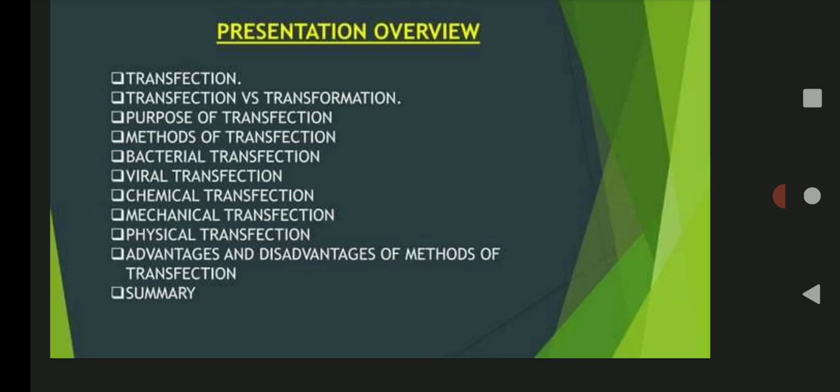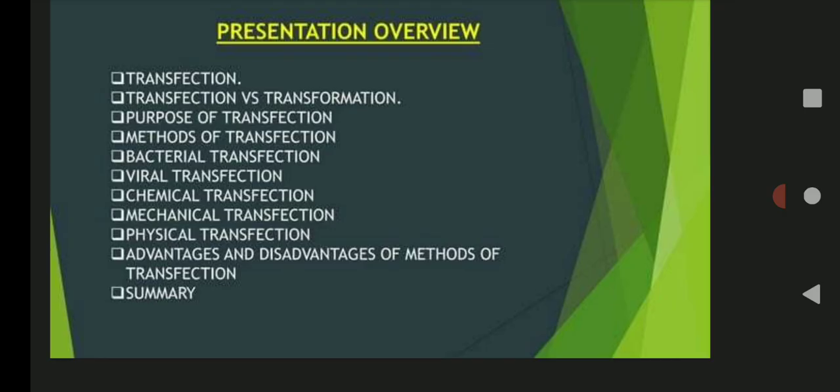In the case of bacterial cells, the gene transfer methods are called conjugation, transformation, as well as transfection and transduction. Whereas in the case of human tissue as well as animal tissue, we call it transfection.